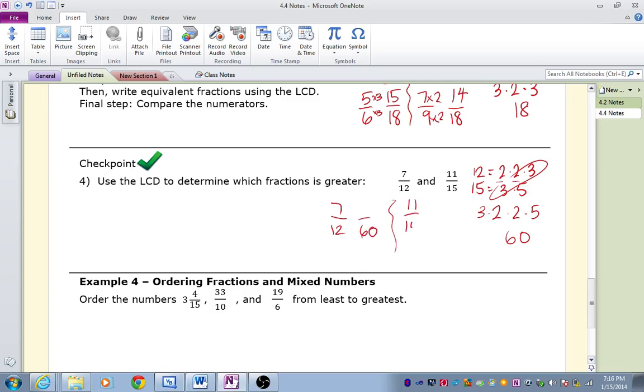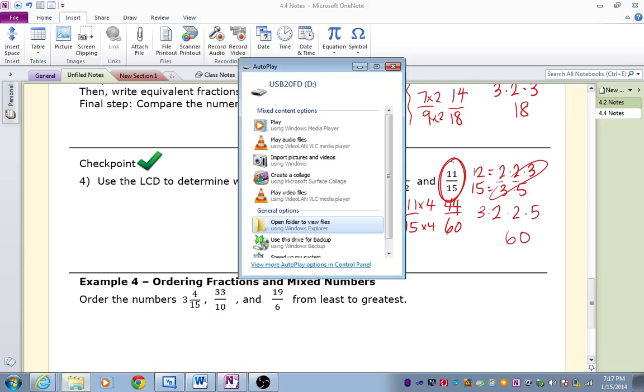And I need to change 11/15 to something over 60. Well, over here, 12 times 5 gives me 60. So 7 times 5 gives me 35. And on this side, 15 times 4 gives me 60. And 11 times 4 is 44. So now that I have the same denominator, compare my two numerators. I have 35 and 44. That means 11/15 is going to be the bigger fraction.